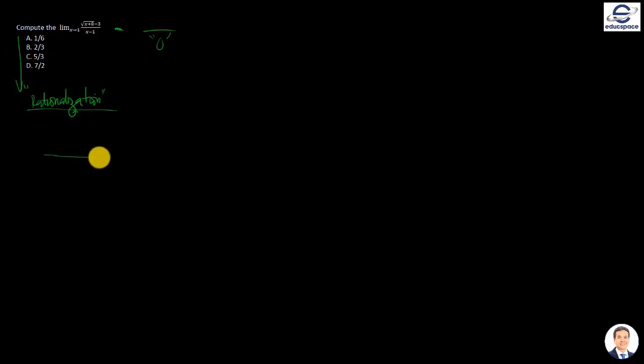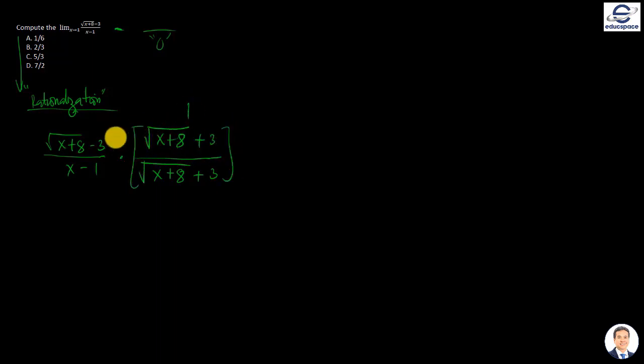If we have this equation, the square root of x plus 8 minus 3 over x minus 1, we simply multiply this with the opposite of this. The similar expression, the square root of x plus 8, this time I will use plus, and then also here, the square root of x plus 8 plus 3. Meaning to say, this part is equivalent to 1, so we retain the meaning of the problem.